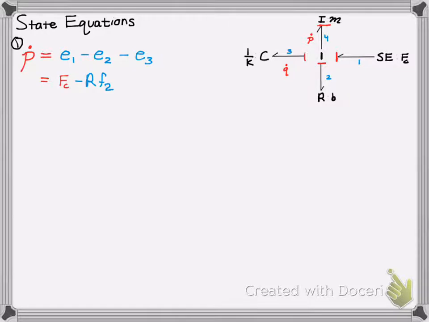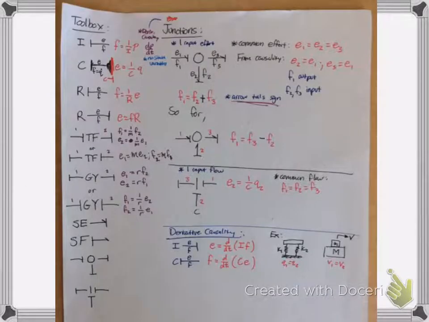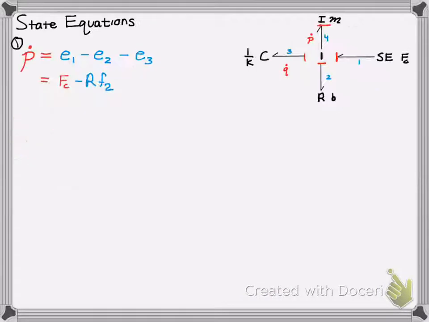But that's for E3. So E2 would just be R times F2, because if you look over here at the resistance, you can see E is equal to F times R, and I just rewrote it as R times F, and then, like I said, 1 over C times Q for E3, looking at that toolbox.